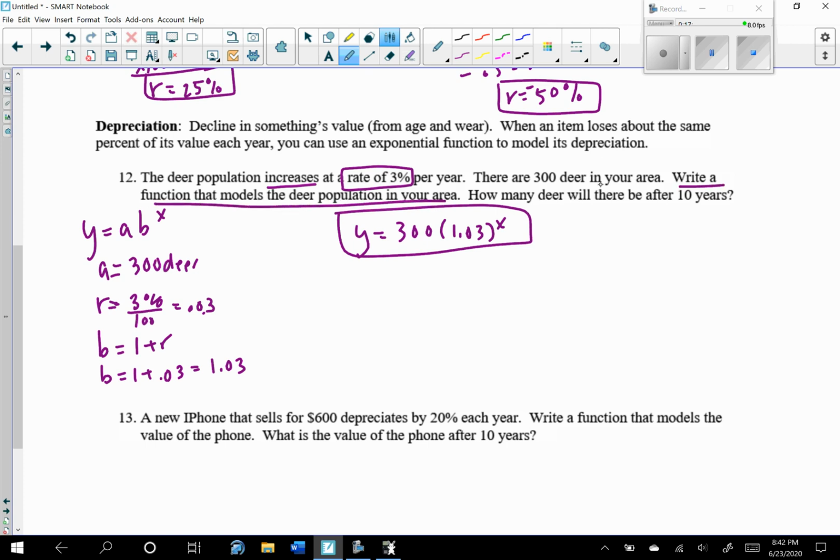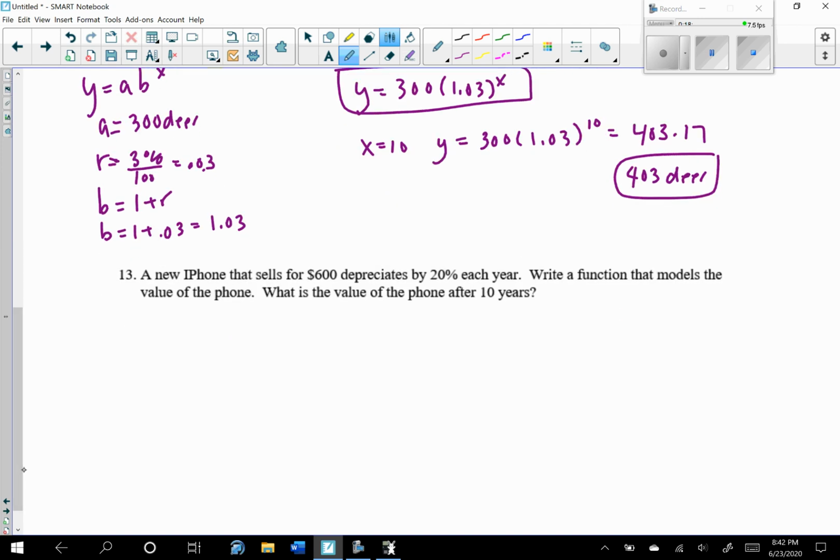And then how many deer will there be after 10 years? So when x is equal to 10, y is equal to 300 times 1.03 to the power of 10. So when you plug that into your calculators, you get about 403.17. We don't have part of a deer, so 403 deer. Go ahead and do 13 on your own, and when you're done, unpause the video to check your work.